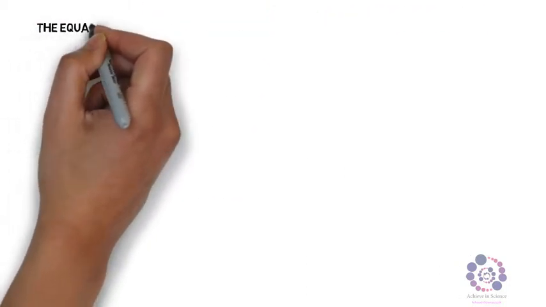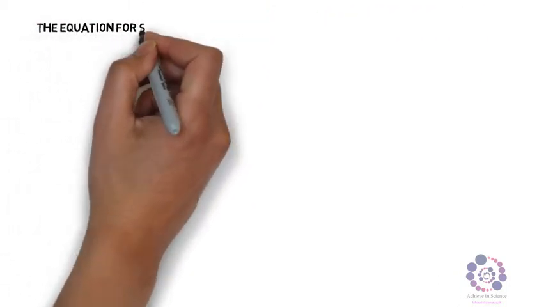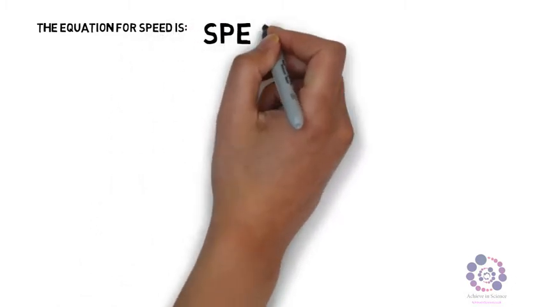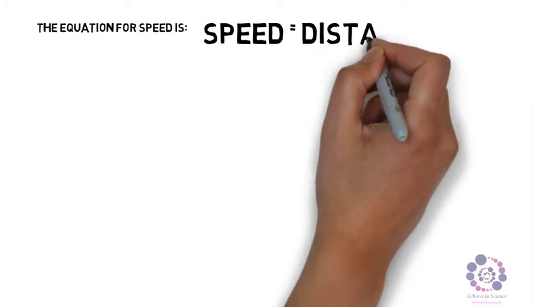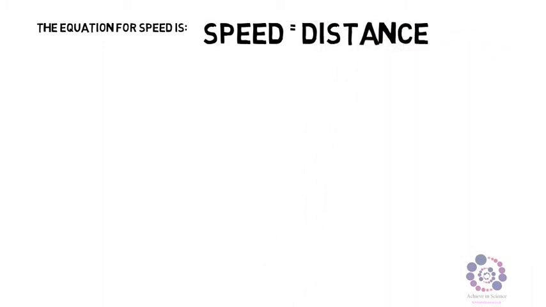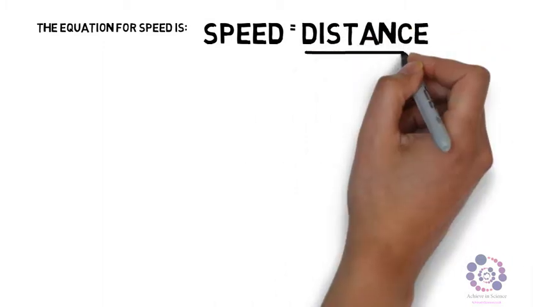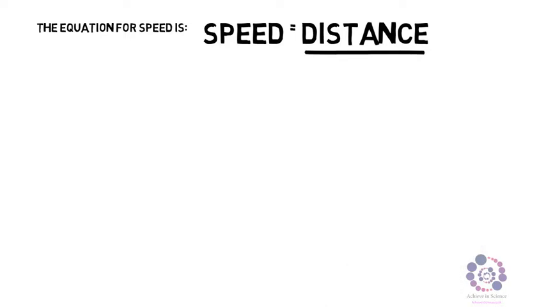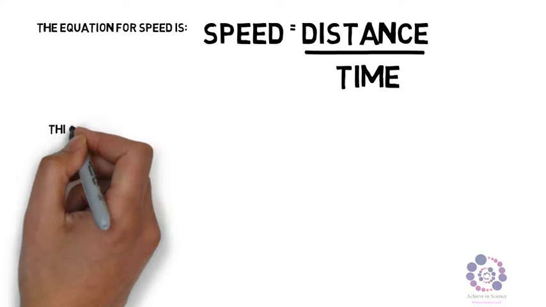Now, with everything in physics, there tends to be an equation. Well, the equation for speed is speed equals distance divided by time. Now, like everything else in physics where there is an equation, this can be summarised using letters, where V stands for velocity, S stands for distance, and T stands for time.